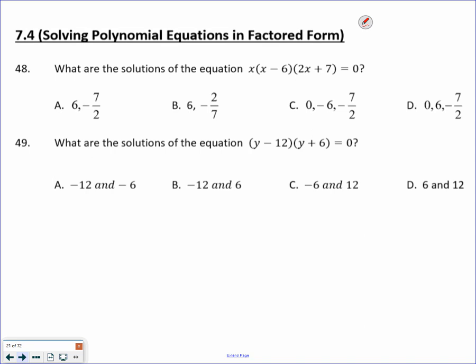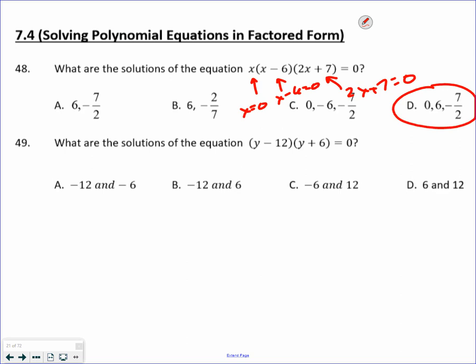Anytime you are solving polynomials in factored form, everything that is factored, it's set equal to 0. Every time you see a variable, you set it equal to 0. So this one, 0. This one, 0. This one, 0. And solve each one of those. And I know I don't have a lot of space here, but x equaling 0, x equaling 6, and x equaling negative 7/2.